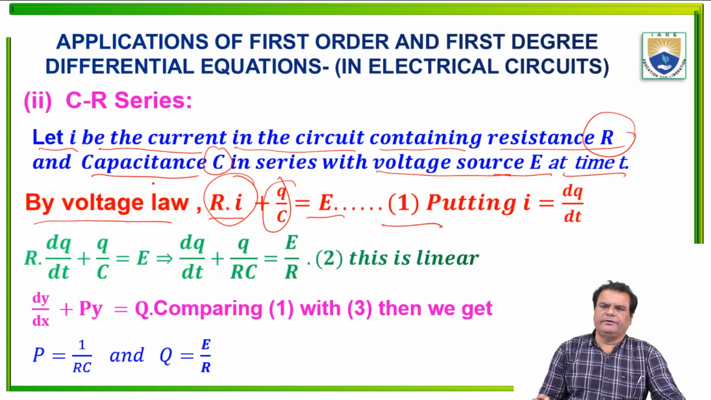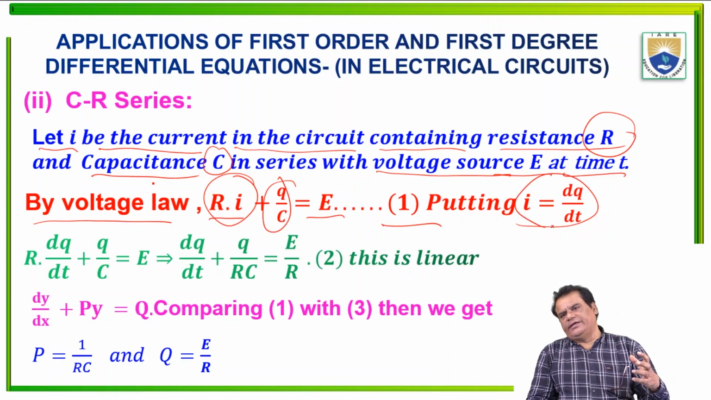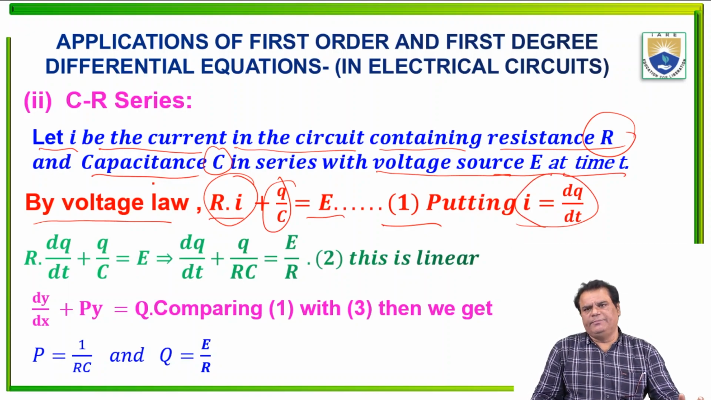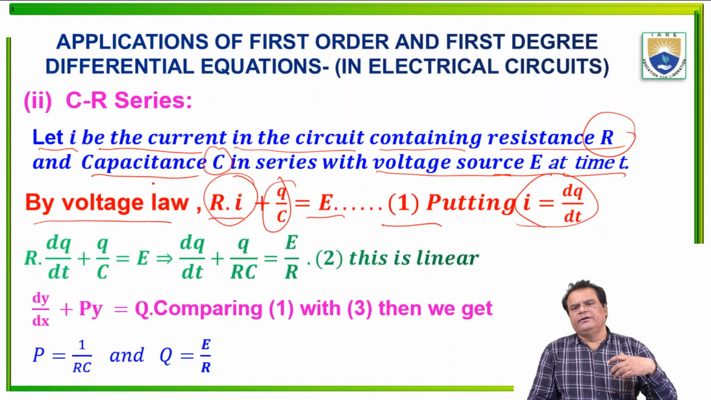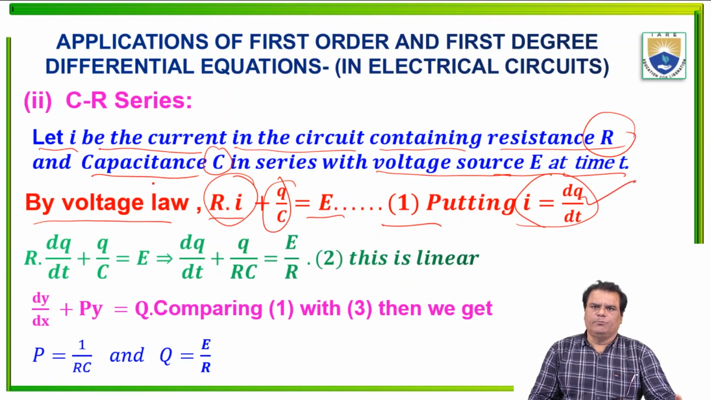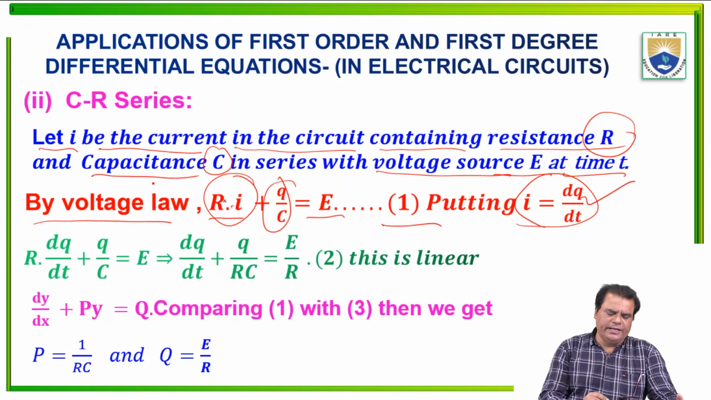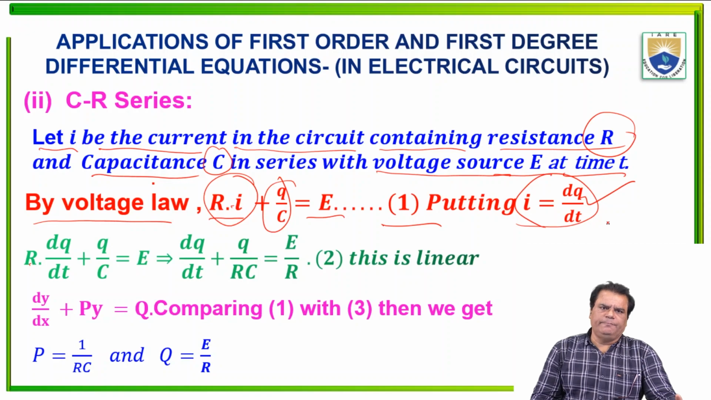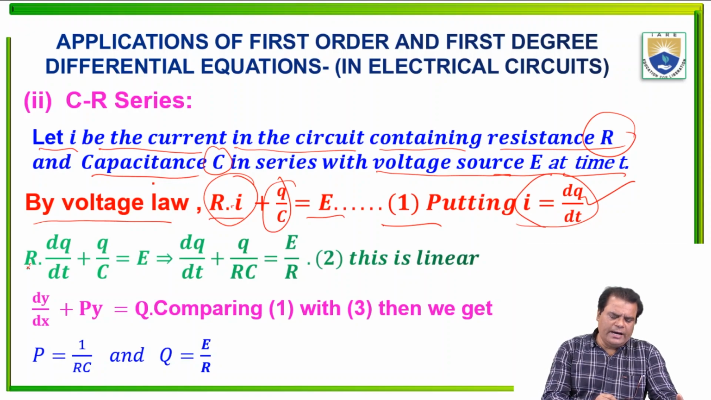This is equation 1. Putting I equal to, we know the definition of I. At first, we defined what current is. Current is the rate of change of charge. So I equals dq over dt. Putting the value of I here in equation 1, we get R dq over dt plus q by C.